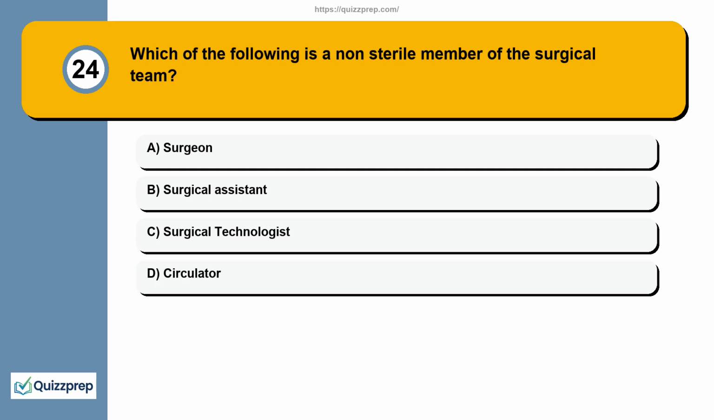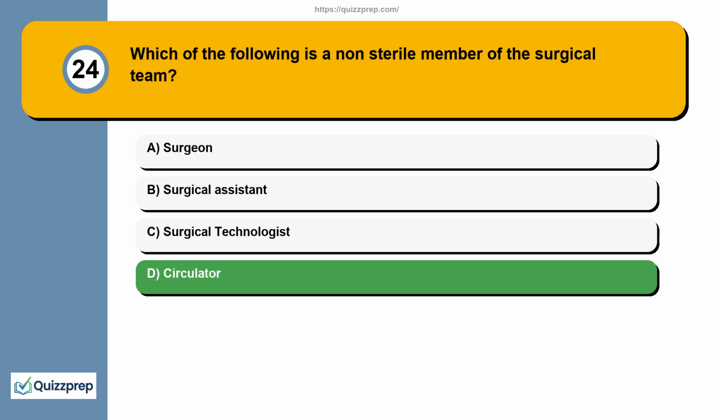Question 24. Which of the following is a non-sterile member of the surgical team? Option A, surgeon. Option B, surgical assistant. Option C, surgical technologist. Option D, circulator. The correct answer is option D, circulator.